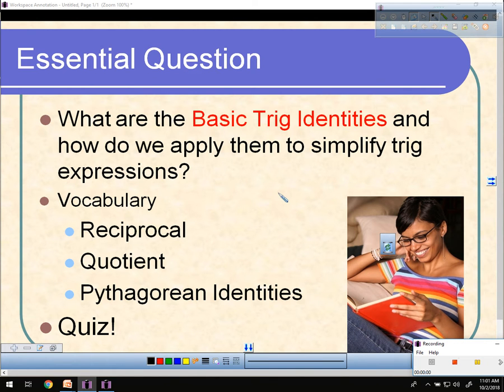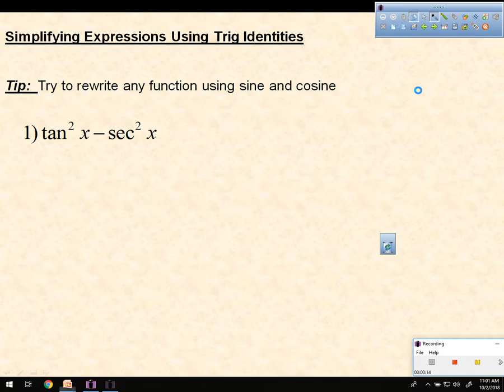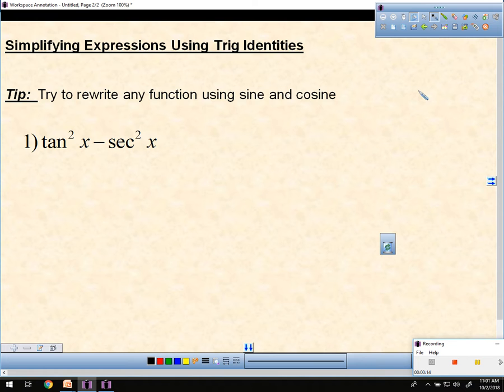Alright guys, your essential question for today is: what are the basic trig identities and how do we apply them to simplify trig expressions? So we're going to jump right into this and look at our first one. Notice I have tangent squared of x minus secant squared of x.